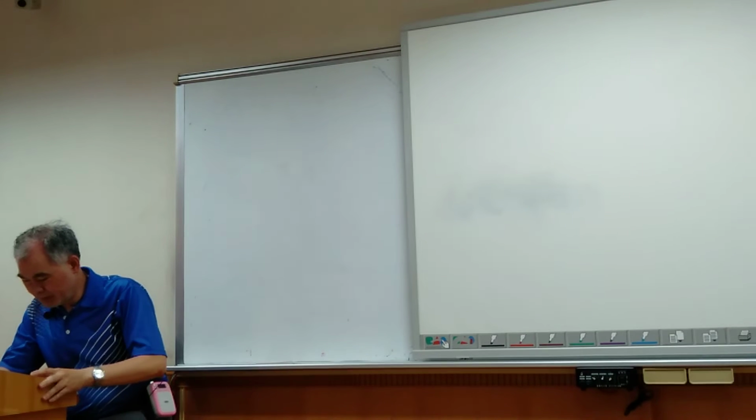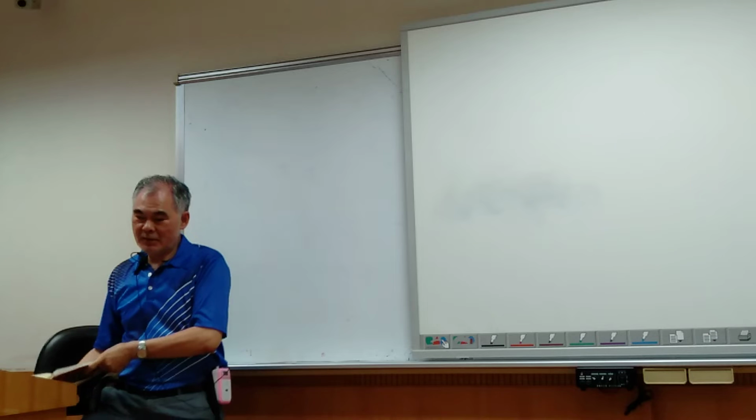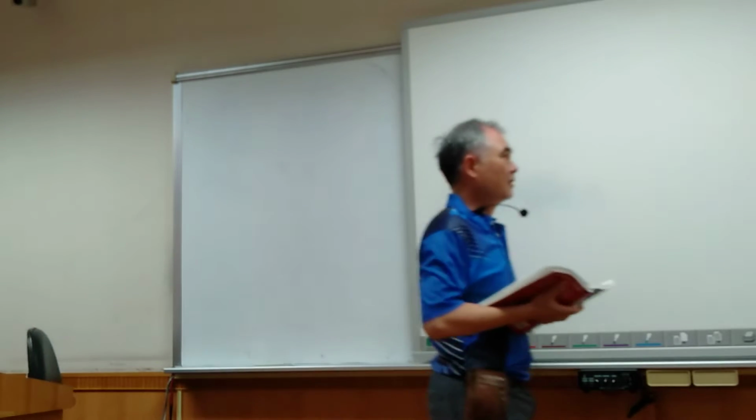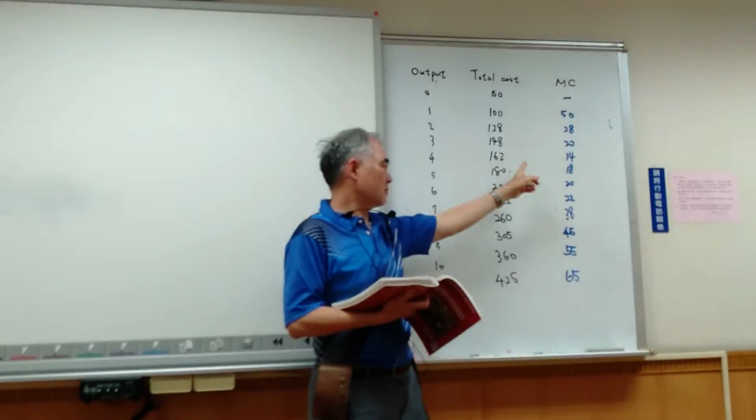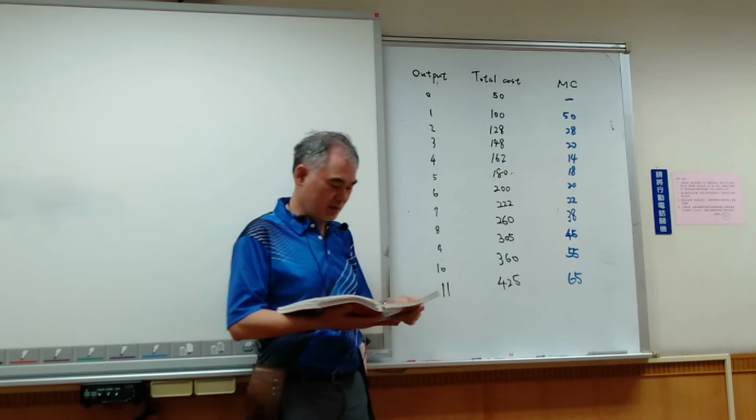Page 238 and question 19. So basically this is the table you're going to have, right? You have a table that looks like this. You have output, and then you have total cost, and what's missing is the marginal cost, okay? So that's right.